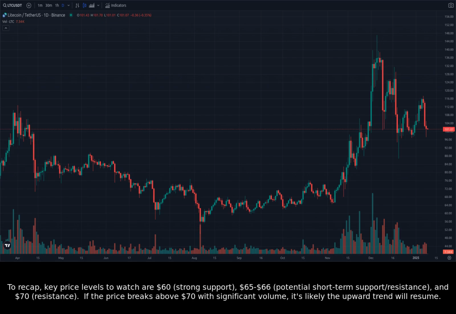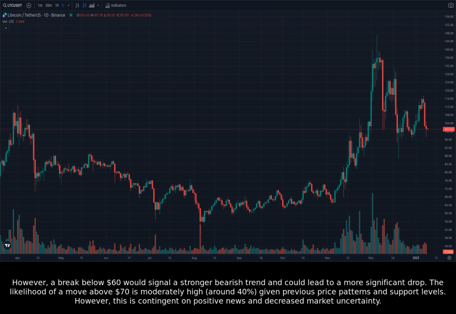If the price breaks above $70 with significant volume, it's likely the upward trend will resume. However, a break below $60 would signal a stronger bearish trend and could lead to a more significant drop. The likelihood of a move above $70 is moderately high, around 40%, given previous price patterns and support levels. However, this is contingent on positive news and decreased market uncertainty.